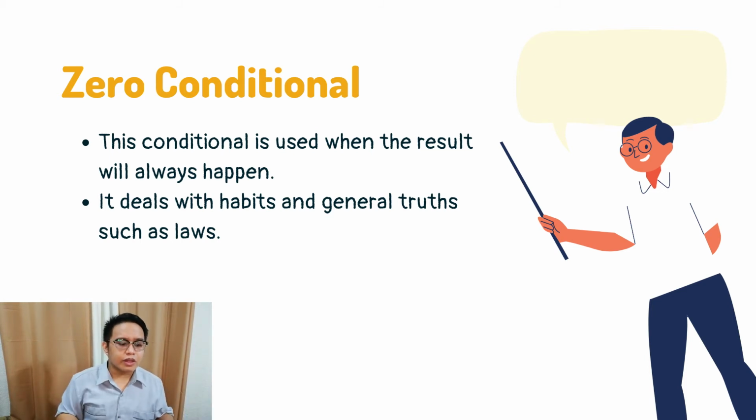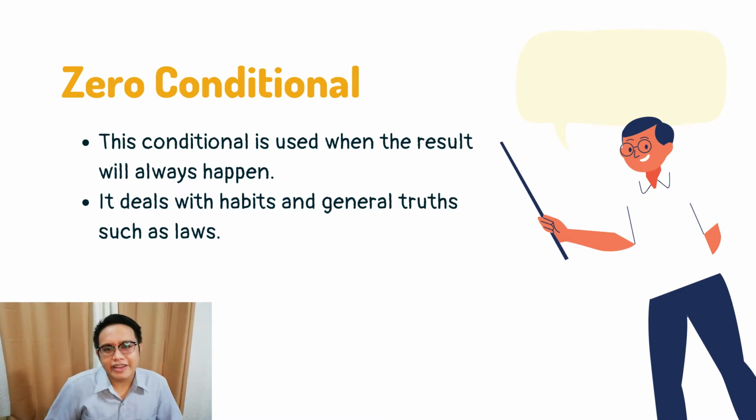I hope this is clear. It always happens. You give the condition, and it always happens. If it always happens, it's a zero conditional. Okay? Let's have a few examples so you can see. And this is also how we write a zero conditional. So the formula.